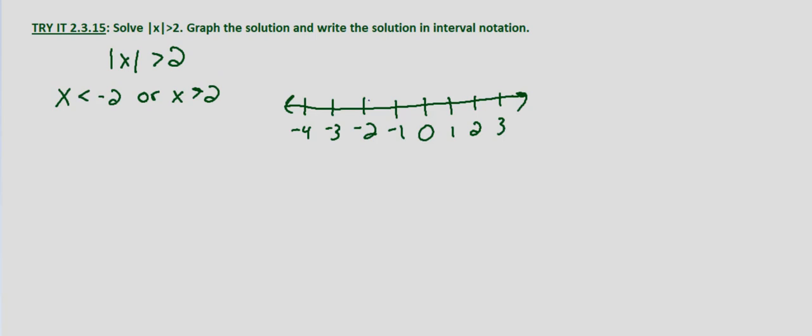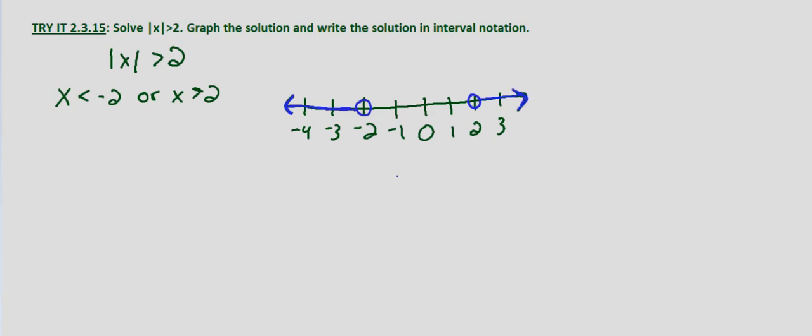So x is less than negative 2. At negative 2 we're going to have an open circle or parenthesis, and it's less than, so it goes to the left. And then on the right side we have x is greater than 2, so we go to 2, another open circle because it's not inclusive, and we go to the right.